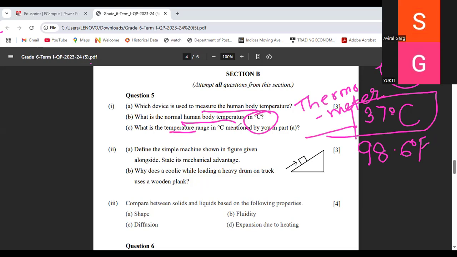What is the temperature range in degrees Celsius in part A? They are asking about the range of the thermometer in this. So what is the range of the thermometer? If I am not wrong, it is 35 degrees Celsius to 42 degrees Celsius. Let me check the answer.